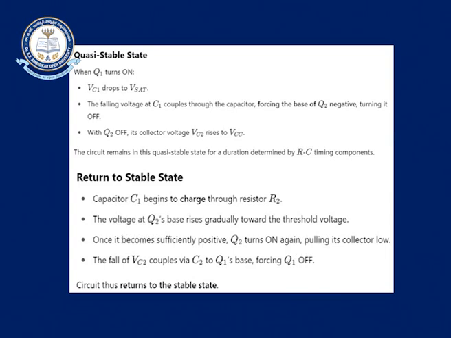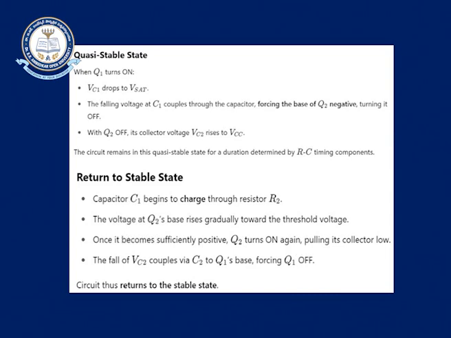So whenever Q2 is in off condition, the collector voltage Vc2 may rise up to the Vcc voltage, so that it remains in the quasi-stable state for a duration which is determined by the time constant RC. Okay. So here, in the stable state, the capacitor C1 begins to charge through the resistor R2.